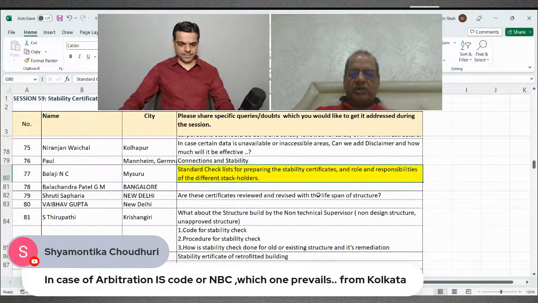Are the certificates reviewed and revised with the lifespan of structure? Regular assessment should be there.